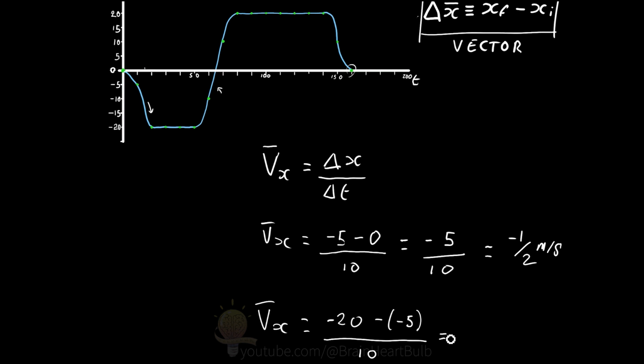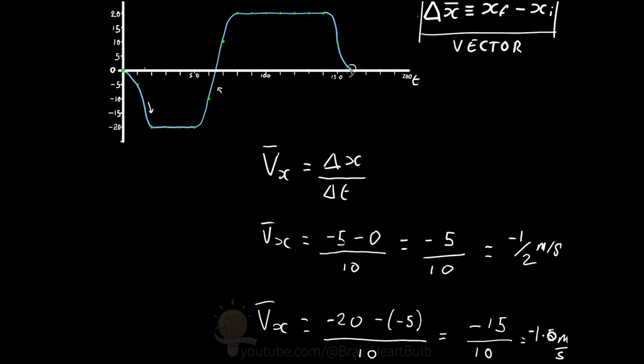So what do we have? We've got -20, and because we've got two negatives here, that turns into a positive. So we've got -15 over 10 equals 1.5 negative meters per second.